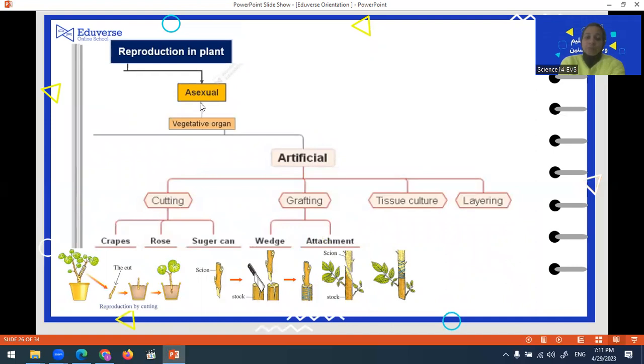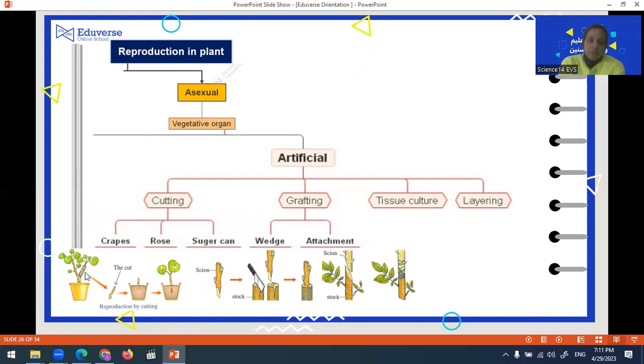The reproduction in plant, the asexual, the vegetative organ. We finished it. Now let's talk about the artificial way, which is by cutting, grafting, tissue culture, or layering. We're going to study 3 of them. Cutting first, it can happen to grapes, rose, and sugar cane.